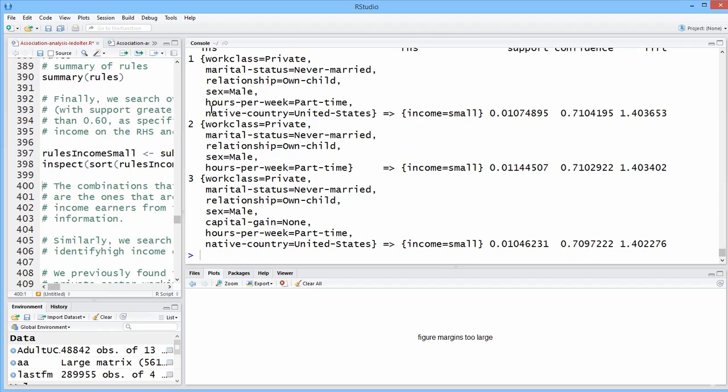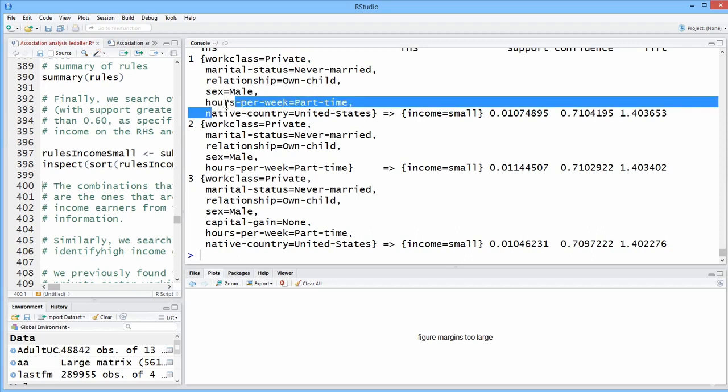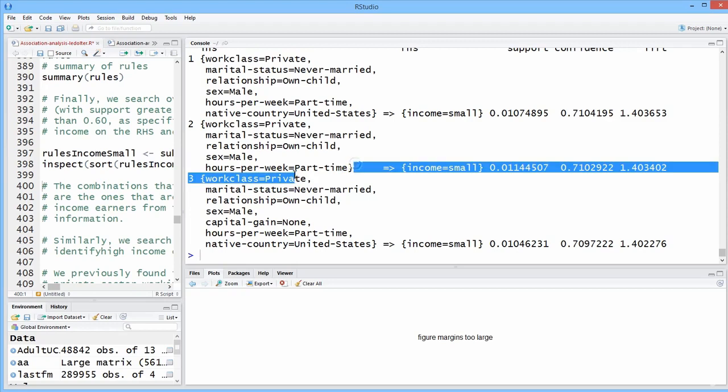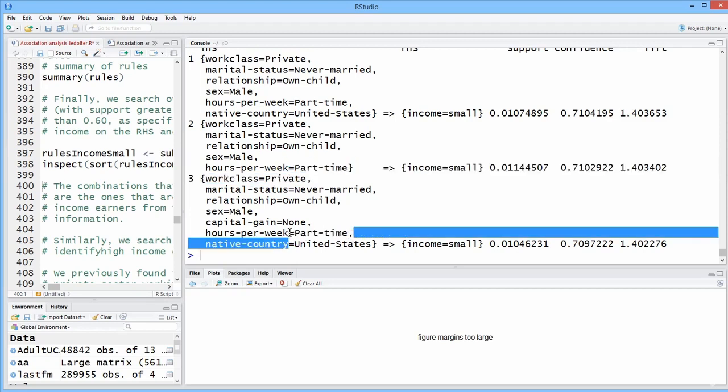This one's pretty obvious because they work part-time. The hours per week, remember, if it were less than 20, I think it was part-time. So that would be a major explanatory factor in small incomes. Also, this one's part-time. This one's part-time. They appear to be all male. Never married. No capital gain. Okay.